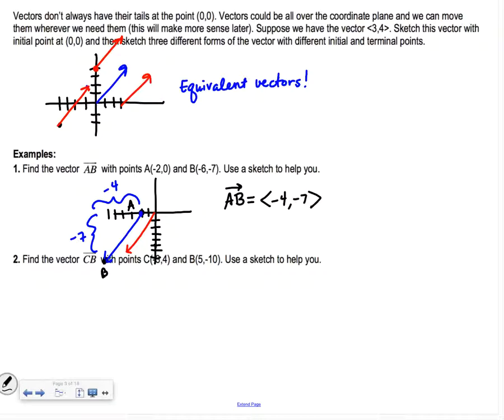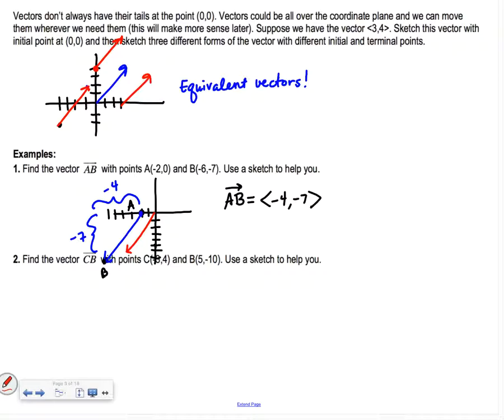Wait, so you're drawing it using the initial point of 0, 0. We're just moving it to 0, 0. You're going to be moving vectors all over the place. So a convenient place to have it is at 0, 0. Oh, I see. So this is what we would call an equivalent vector. It's exactly the same as the other one. It's just been moved.